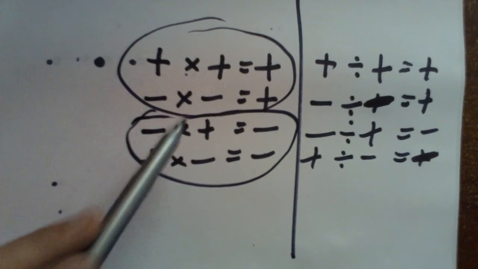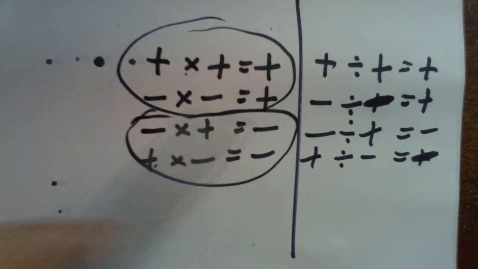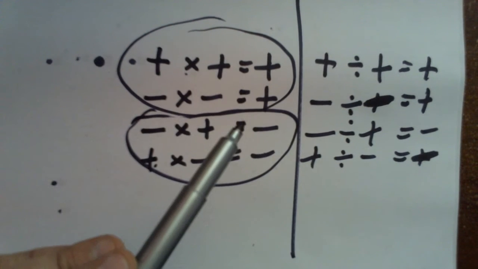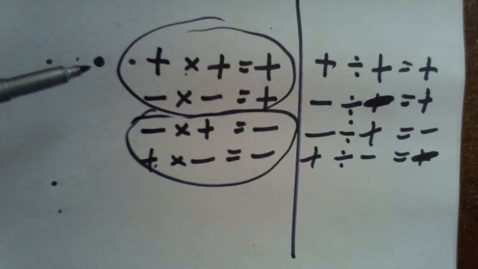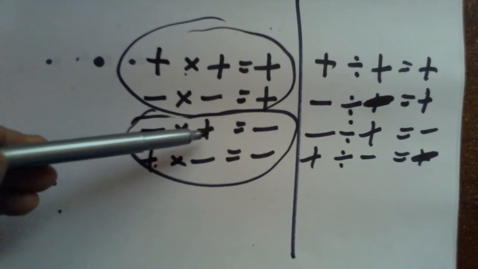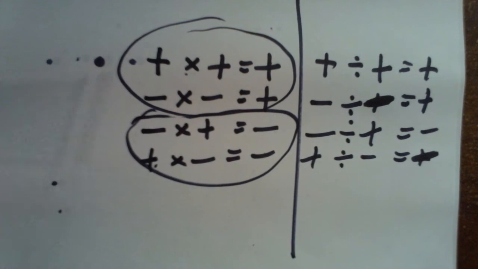When the signs are the same, it's positive. I don't care if you're multiplying or dividing. This is multiplication and division. When the signs are the same, it's positive. When the signs are different, it's negative. Remember those 2 rules, and you can remember these 8 rules. So 2 rules is easier to remember than 8. So let's try a couple examples, see what we're looking at here.